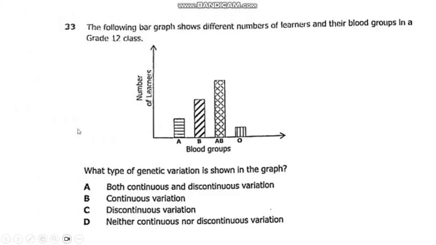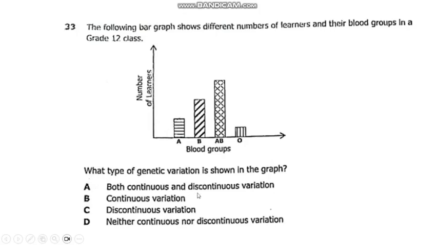So here is our question 33. The question reads, the following bar shows different number of learners and their blood groups in a grade 12 class. So this is the graph showing the blood groups, and here we have the number of learners. What type of genetic variation is shown in the diagram?